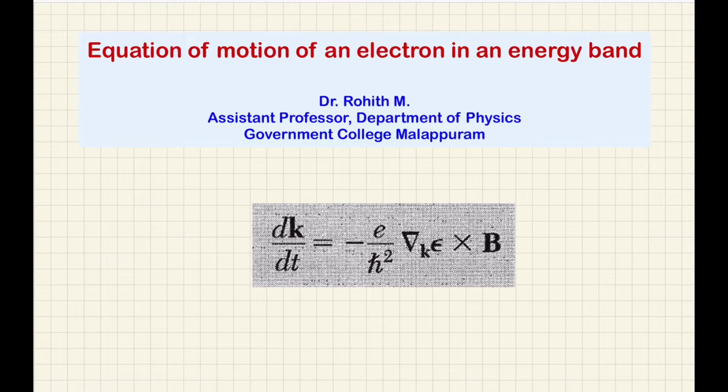Dear students, in the previous two lectures we have discussed the Kronig-Penney model and we have derived the condition for the Kronig-Penney model and how the band structures evolve in this kind of model. Now in this video I am looking at the equation of motion of an electron in an energy band, which is basically given by this expression, and we will derive this expression.